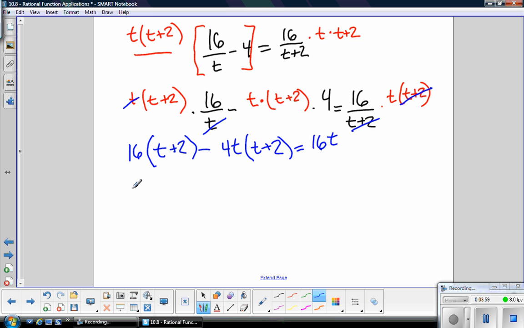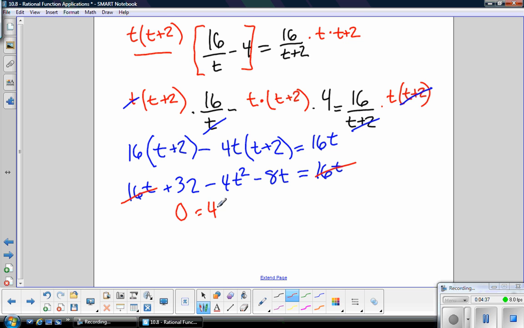Okay, so now multiply through. Distribute your 16. Distribute the negative 4t. Now notice what I said, negative 4t squared, negative 8t is equal to 16t. Now since I have a 16t and a 16t on both sides, I can cancel those out. Because the 4t squared is negative, I'm going to bring everything over to the other side. So I'm going to get 0 equals 4t squared plus 8t minus 32.